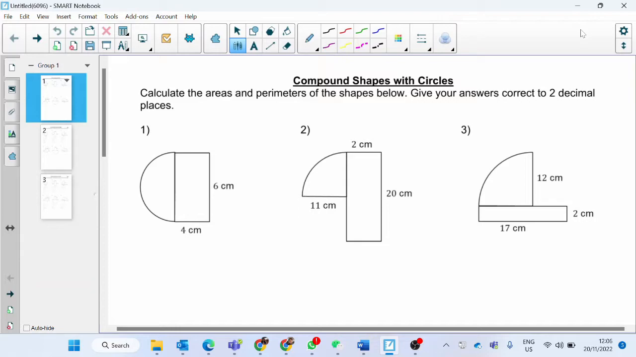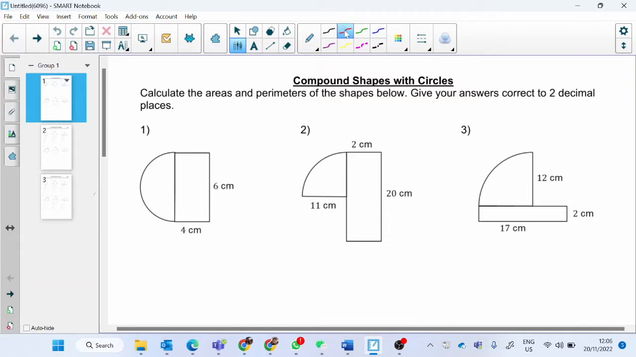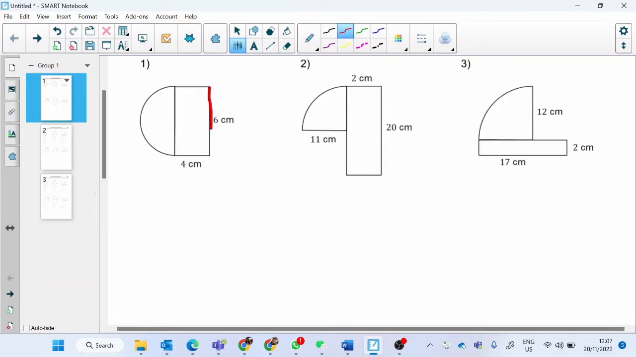In this tutorial we are going to study compound shapes with a circle. These are combined shapes with a circle, and we have to find the area and perimeter. The length is 6 and its width is 4 centimeters, and here is a semicircle, half a circle.